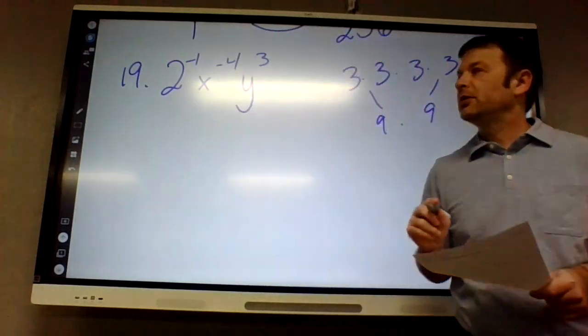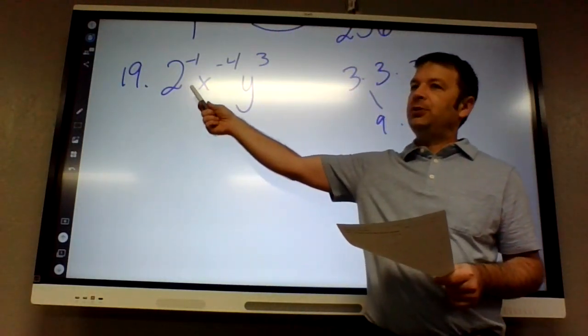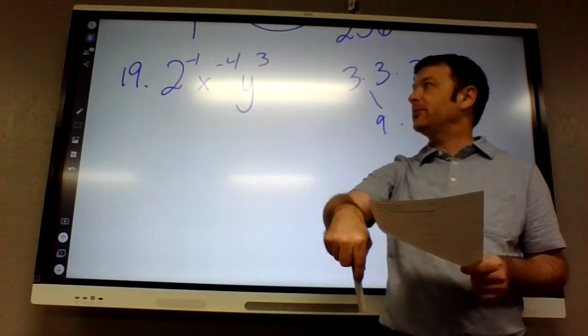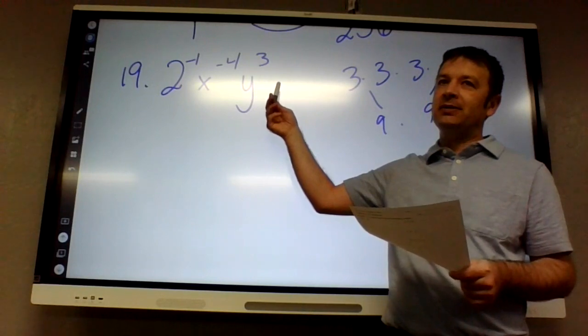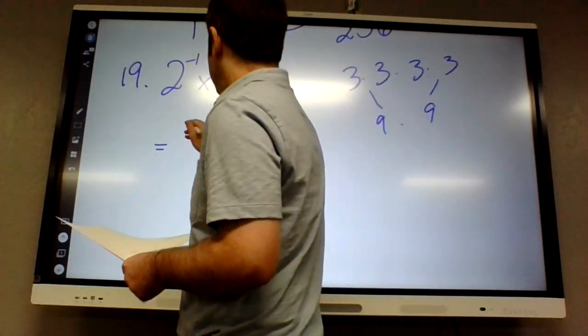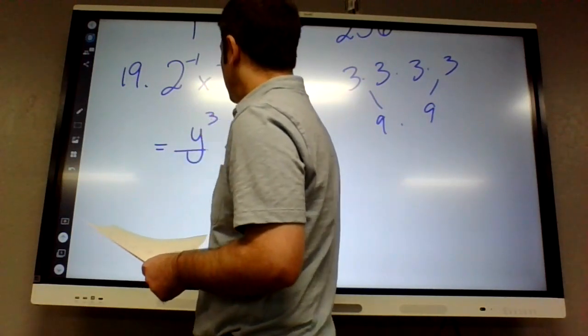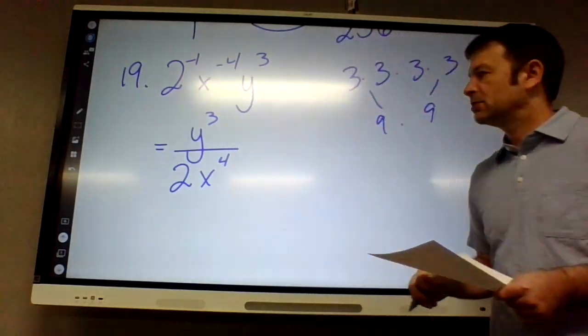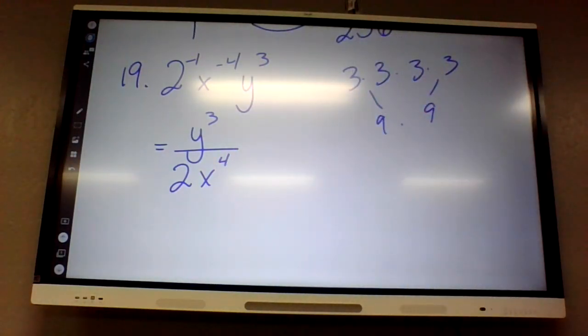What's going to happen to the 2 and the x? They're going to flip to the bottom. What's going to happen to the y? It's going to stay on top. So this is y cubed over 2x to the 4th. Any questions on that? The more you see of these, the easier they get.